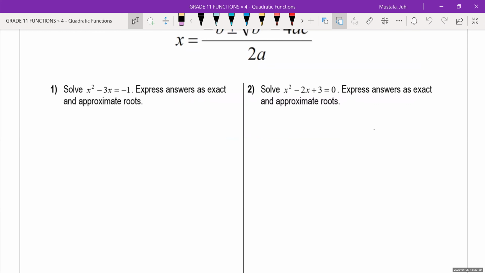Like I said last class, you can't use a calculator for today's quiz, but you can use a calculator for the lesson today because you will need it. We have question number 1, which is solve x squared minus 3x. We'll move the negative one to the other side to make it a trinomial, and use the formula.